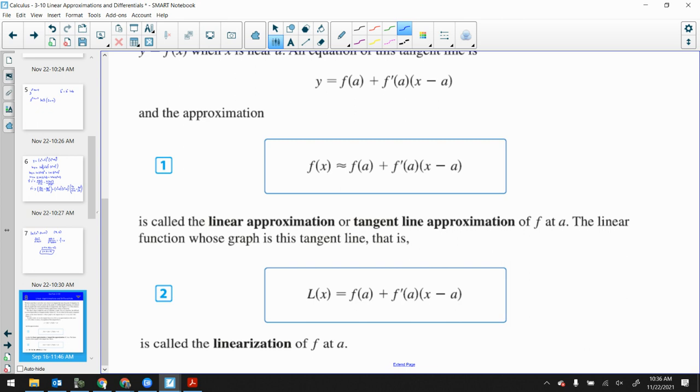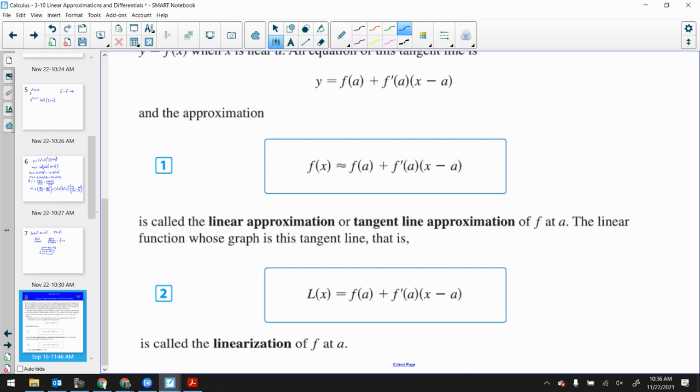Honestly, you don't really need this. You've done this a million times already. What is this actually telling you? It's telling you that for any function, you can have f of a plus f prime of a times x minus a, and that will give you the value of the linearization, the linear approximation of that function.